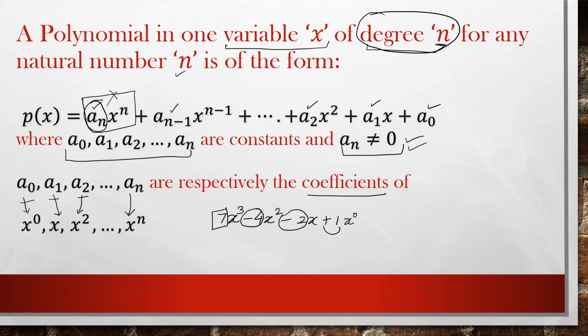Sometimes we call these coefficients numerical coefficients also. Numerical means they are related to numbers. Numerical coefficients, right? So these are the coefficients. I hope you people are clear about the standard form and the constants and the coefficients.